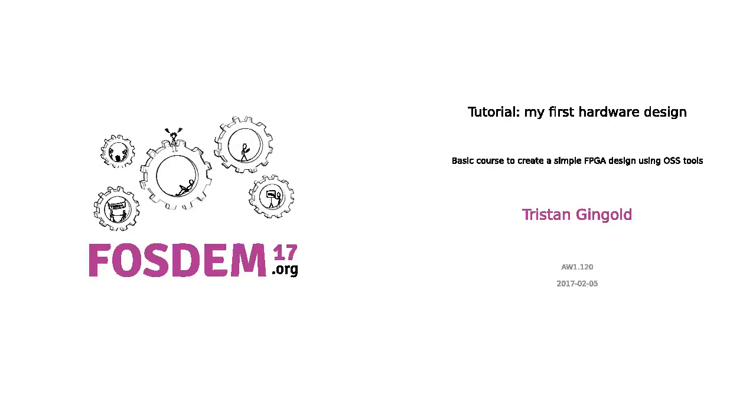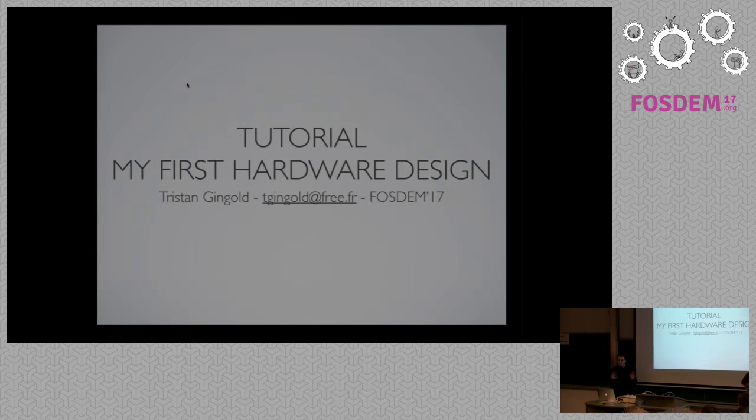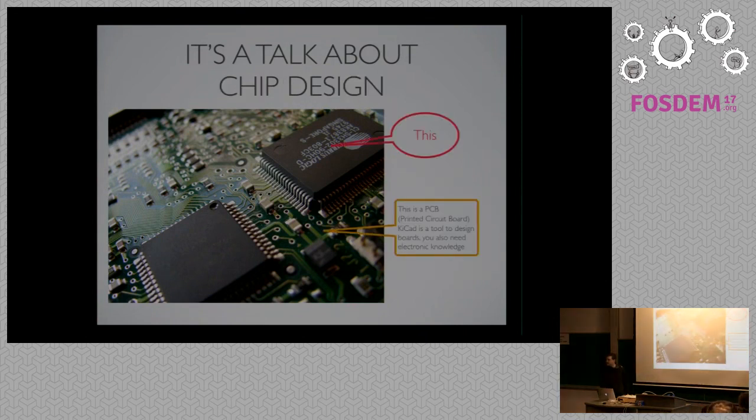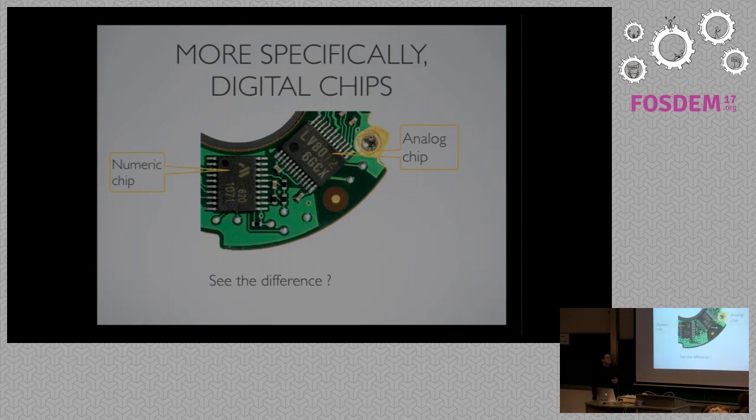So it is a tutorial for hardware design, very basic stuff, but it can give you guidelines about things you can do. So it's for things like that, it's not for software. And more particularly, it's for designing this kind of circuit or chip. And there are two kinds of chips. There are some that are analog, so they handle various signals, and some that are digital. And so it's a talk about digital design, digital chips.